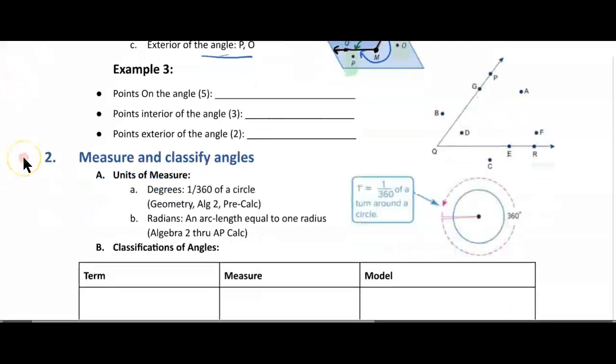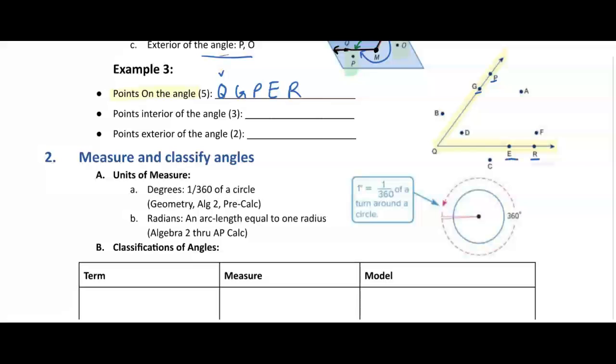So let's look at this example. First, our points on the angle would be any point that is a part of the rays. In this case, we have, I believe, 5 of them. Q, which is the vertex and is also on the angle. G and P, which are points on this ray, as well as E and R, which are points on this ray. Then points interior to the angle are going to be within the narrow space between the two rays.